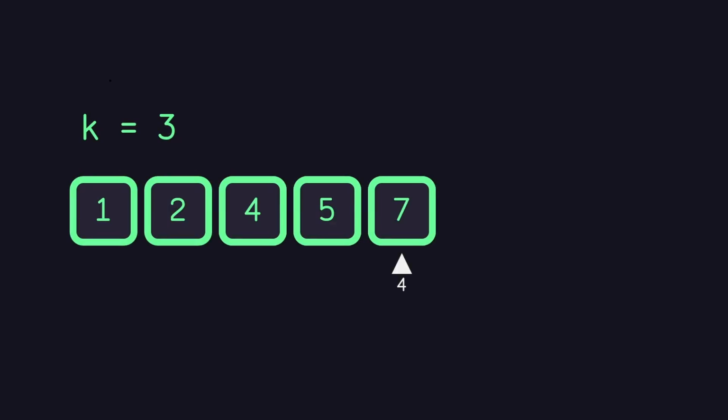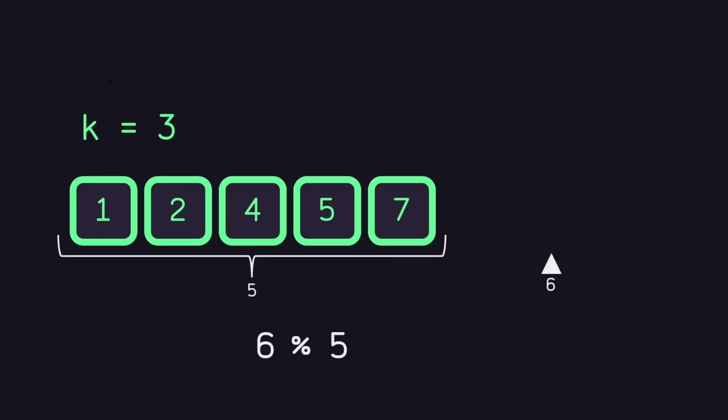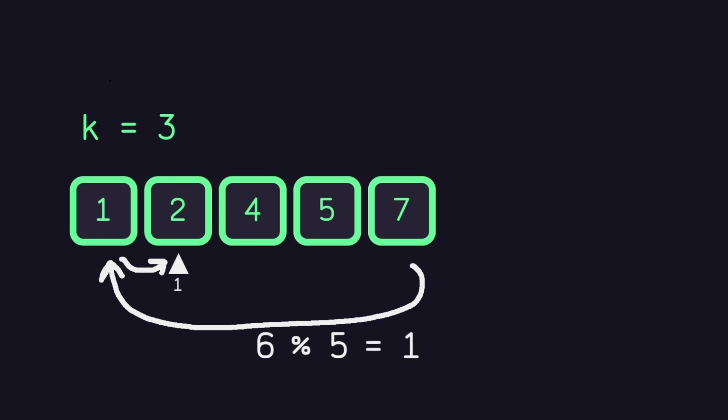For example, if we're currently at index 4 and we need to move over k minus 1 times, we would increment our index by 2 in this example, which would be at index 6. But we can't actually get to this index because it doesn't exist. So if we do 6 modulo 5, which is the current length of the list, we would get 1 here because it's the remainder of 6 divided by 5. So our new index has circled back to 1.